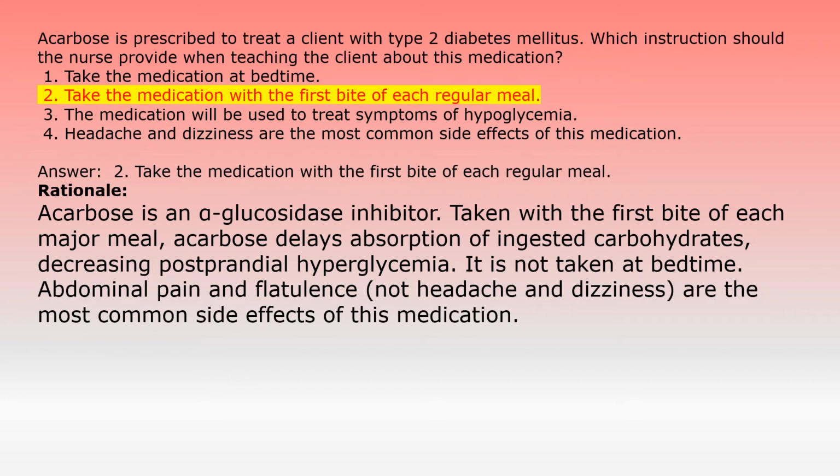Answer. 2. Take the medication with the first bite of each regular meal. Rationale. Acarbose is an alpha-glucosidase inhibitor. Taken with the first bite of each major meal, acarbose delays absorption of ingested carbohydrates, decreasing postprandial hyperglycemia. It is not taken at bedtime. Abdominal pain and flatulence, not headache and dizziness, are the most common side effects of this medication.